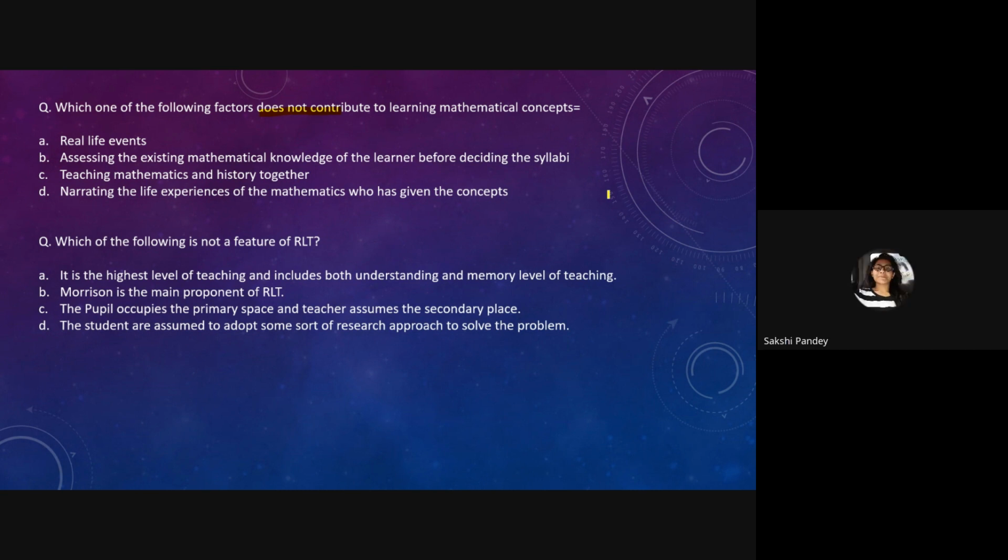Ma'am, I think D, the last option, ma'am. Narrating the life experiences of the mathematicians who have given the concepts. Like there are documentaries on Ramanujan, expert mathematicians. They just tell the tales of Ramanujan, how he was in studies. Then D, ma'am. Yes, then it will be D, ma'am.